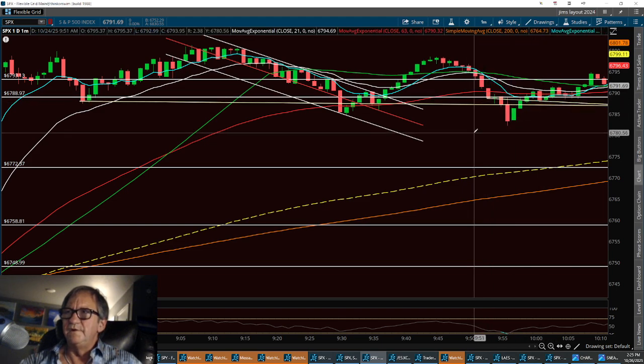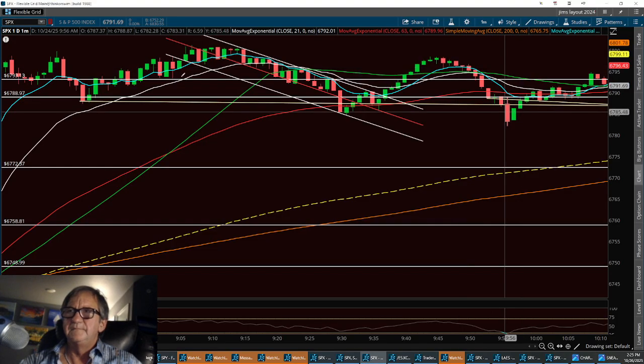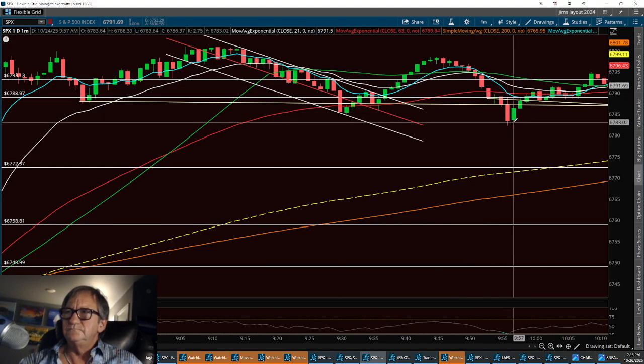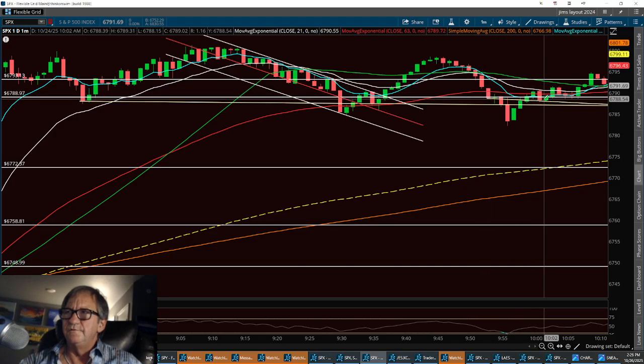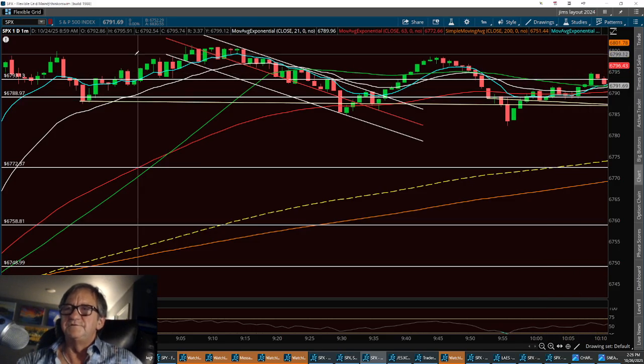On the 1 minute, you got another snake with almost a tweezer bottom right here. And we're bearish as long as we're under that 9, but once we broke above the 9, it came back and created a right shoulder off this left shoulder. And you could have gotten in that trade, run it up, and made about $40-50 a contract using the SPX.